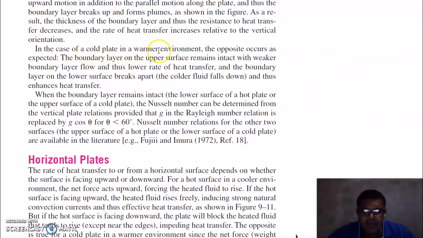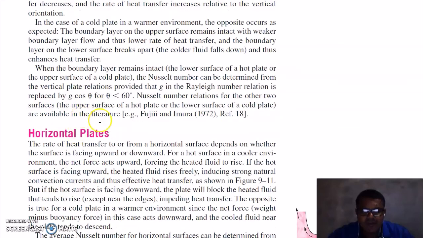In case of a cold plate in a warm environment, the opposite occurs as expected. The boundary layer on the upper surface remains intact with weaker boundary layer flow and thus a lower rate of heat transfer, and the boundary layer on the lower surface breaks apart and does enhance heat transfer. When the boundary layer remains intact, the Nusselt number can be determined from the vertical plate relations, provided that g in the Rayleigh number relation is replaced by g cos theta, for theta less than 60 degrees.